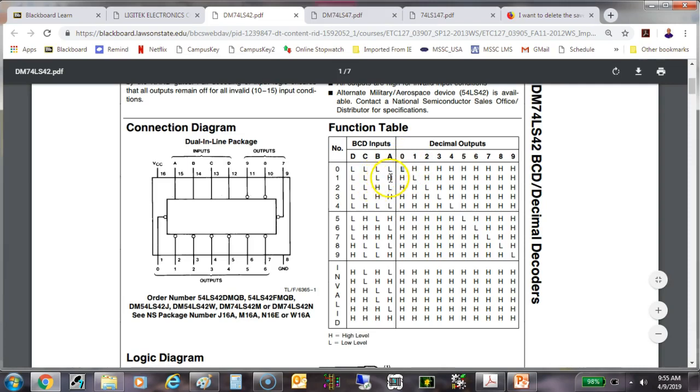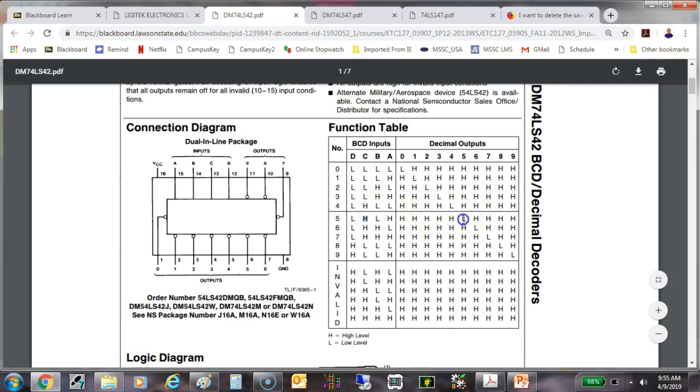This would be a binary 1, and then output 1 goes low. This would be a binary 2, so output 2 goes low. This would be a binary 3, so output 3 goes low. This would be a binary 4.